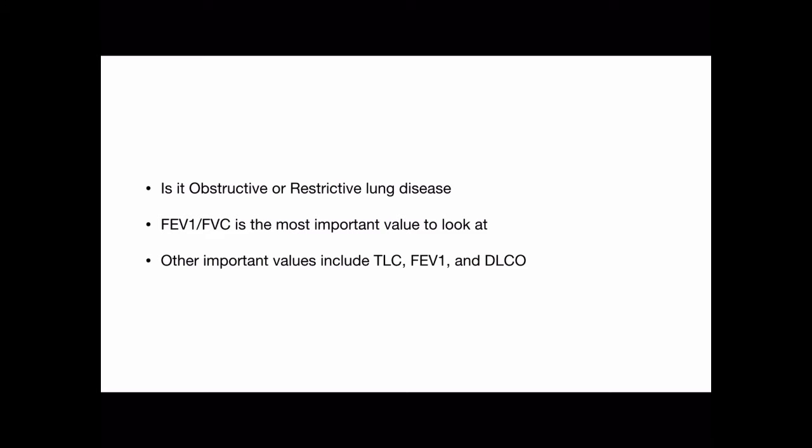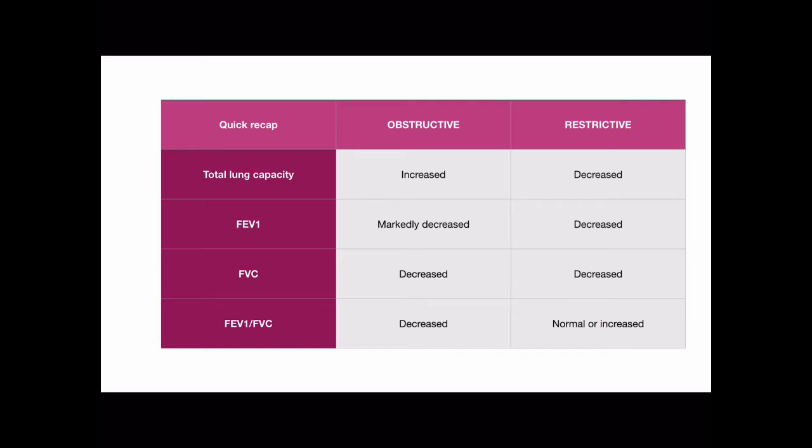The first thing to note is that the most important value to look at is the FEV1 over FVC ratio. This alone can help us figure out if it's an obstructive or a restrictive disease. Other values we can look at would be the total lung capacity, FEV1, and the diffusion capacity of carbon monoxide within the lungs. So if you look at this table here, we can note that the total lung capacity is always increased in obstructive and always decreased in restrictive lung diseases.